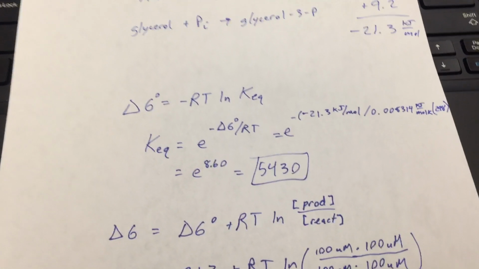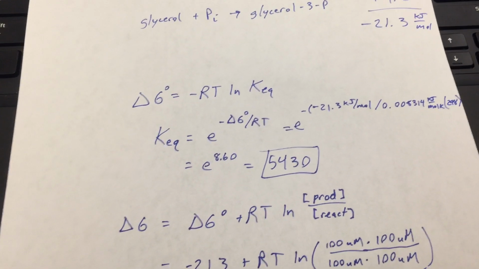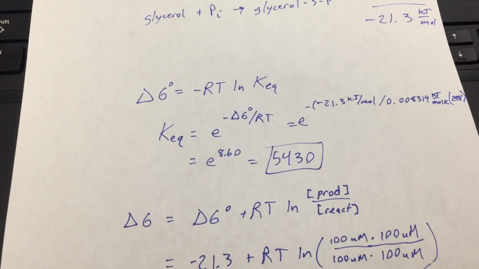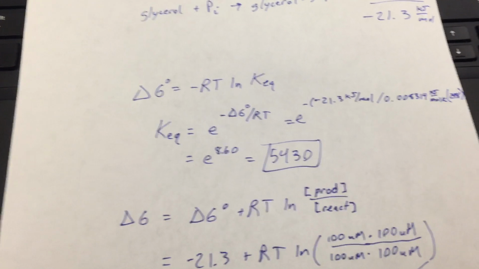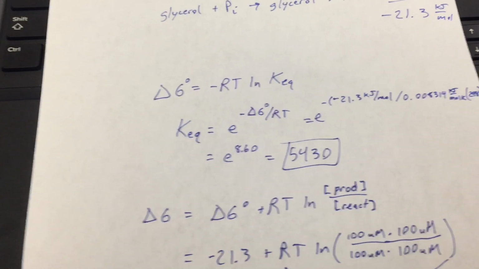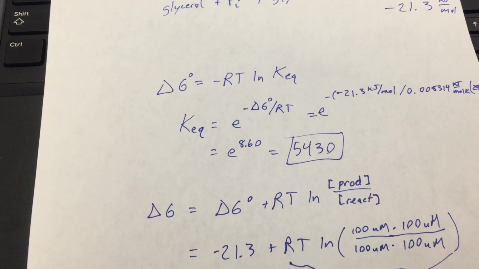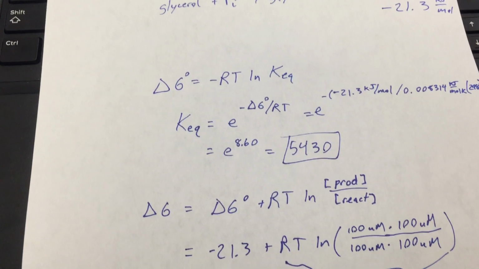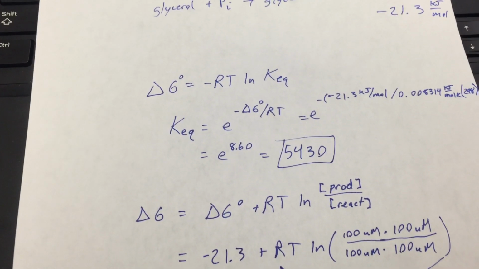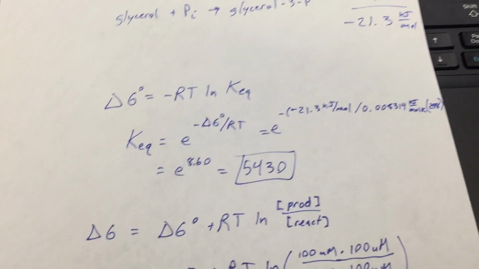So if we're going to rearrange this, we want to get KEQ by itself, so we're initially going to divide by negative RT, and we'll have natural log of KEQ is equal to delta G naught over negative RT. Well, to get rid of the natural log, we take e to the power of everything on that side. So we end up now with KEQ is equal to e to the negative delta G naught over RT power. Well, we can plug in the values we have.